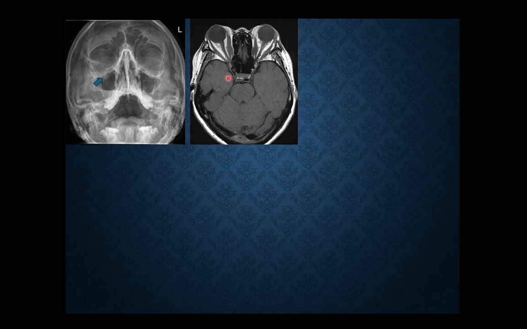So now, where is the pathology? Intraconal or extraconal? Intraconal. So it's Graves' disease with enlargement of the bulk of the muscle, and sparing of the tendon.